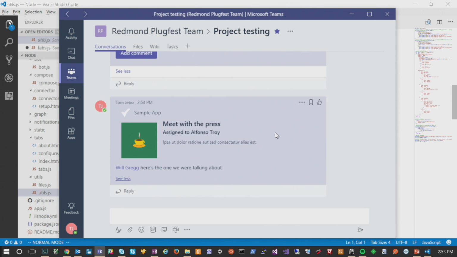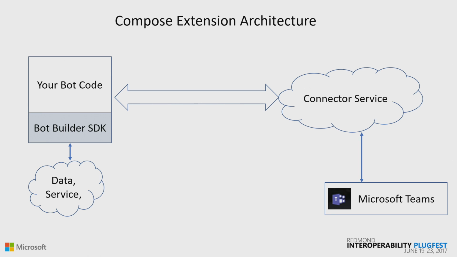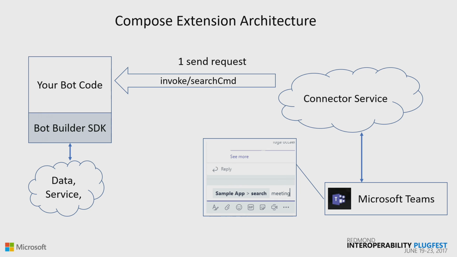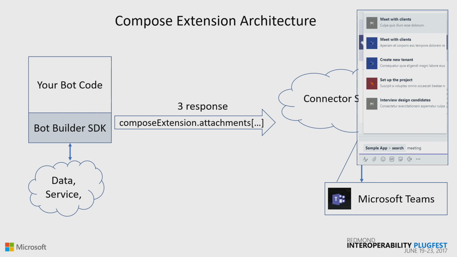So compose extensions are part of your bot. You just repurpose part of your bot to do a search. So how that works is, the compose extension, the bot gets a message with the invoke type and a search command and some query parameters, and then it basically does the backend query and sends back a response that's a compose extension object that has a number of things in it that allow it to fill out this list.